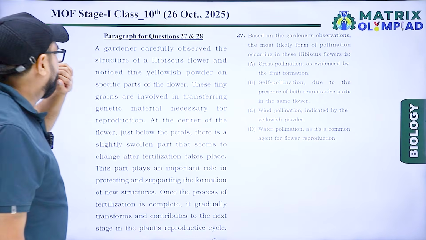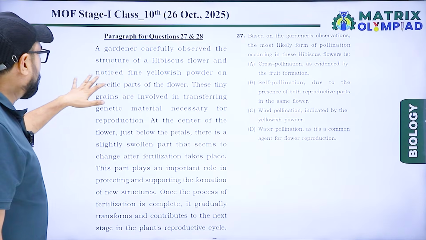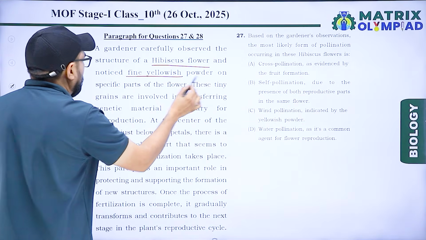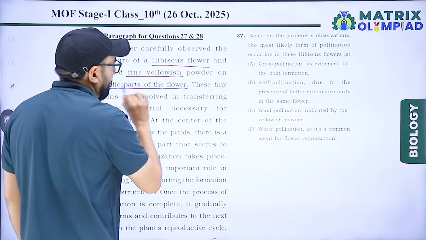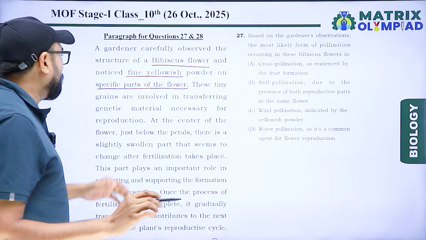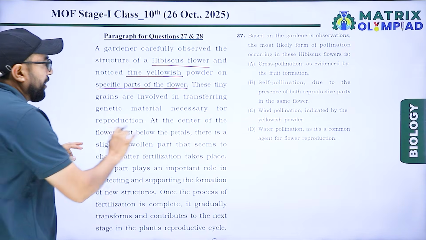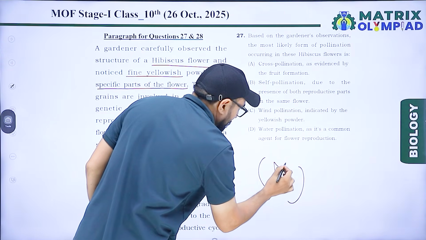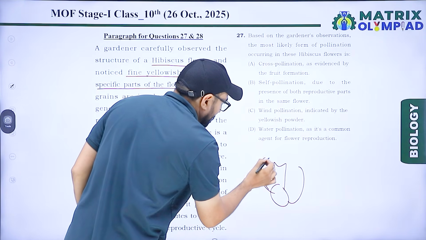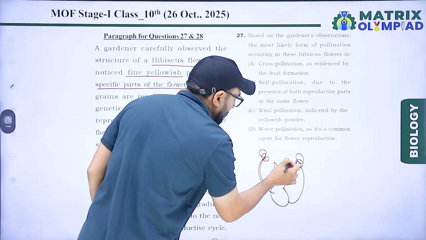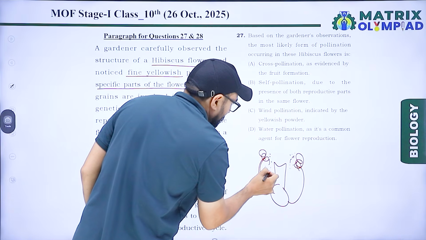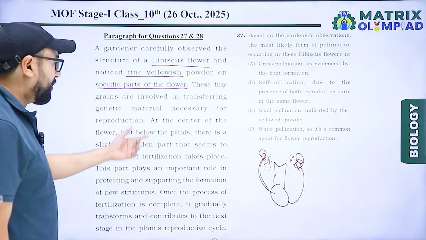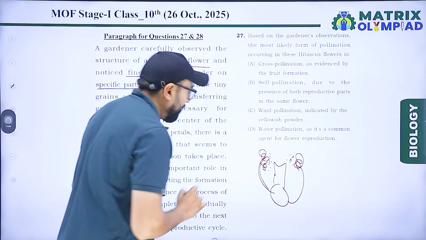Next, paragraph question. A gardener carefully observed the structure of a hibiscus flower and noticed fine yellowish powder on a specific part of the flower. These tiny grains are involved in the transfer of genetic material necessary for reproduction. It means a flower has a female part and a male part, and the pollen grain, yellowish in color, is the material necessary for reproduction.